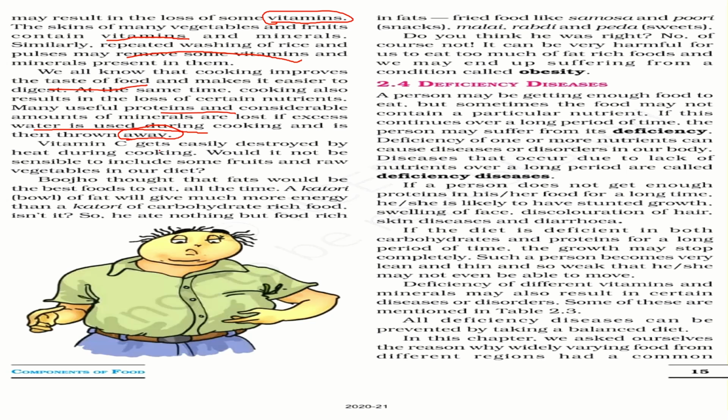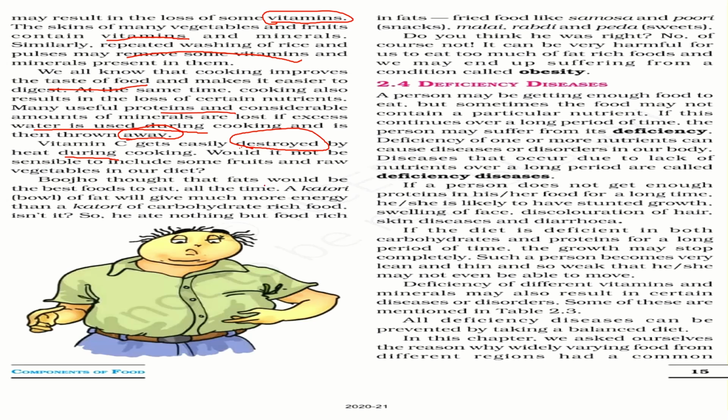Vitamin C gets easily destroyed. As we saw in the previous videos, the vitamin C which fruits and vegetables contain is easily destroyed by heating. Vitamin C will be destroyed after cooking. Would it not be sensible to include some fruits and raw vegetables in our diet? Yes, we have to eat raw vegetables and raw fruits, because they contain more vitamin C. So we have to consume vegetables and fruits raw.